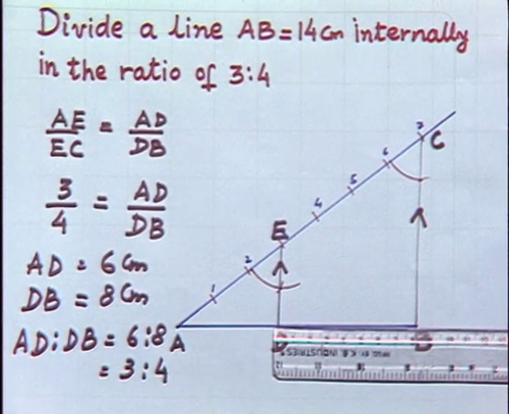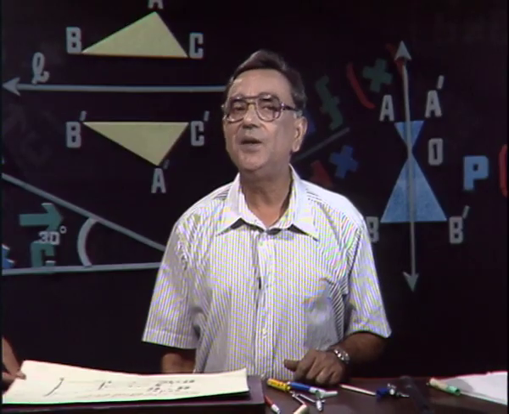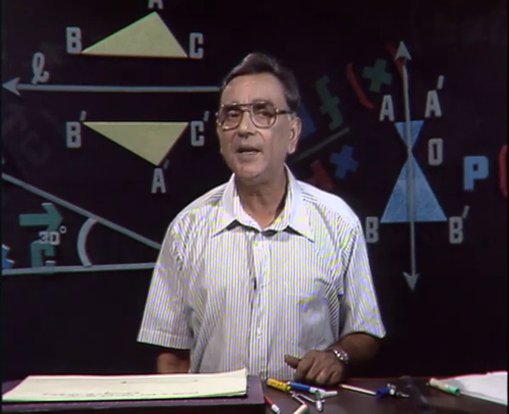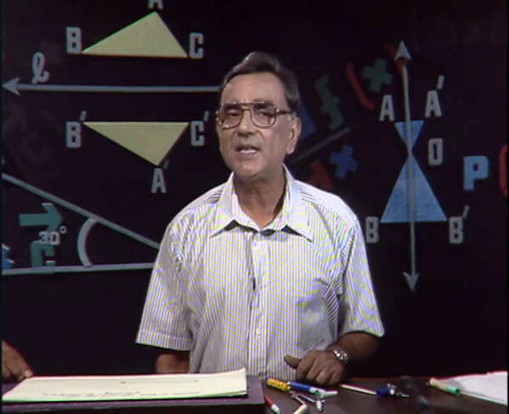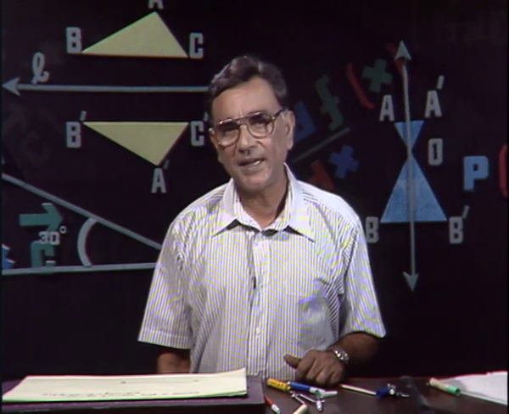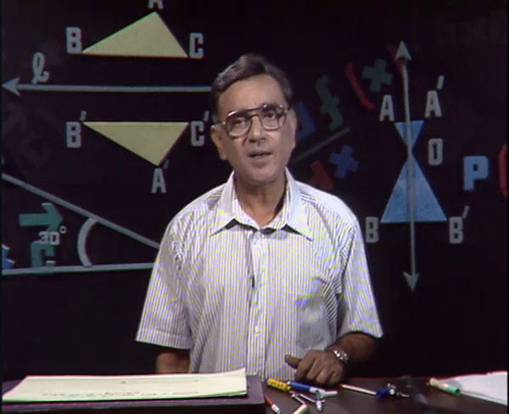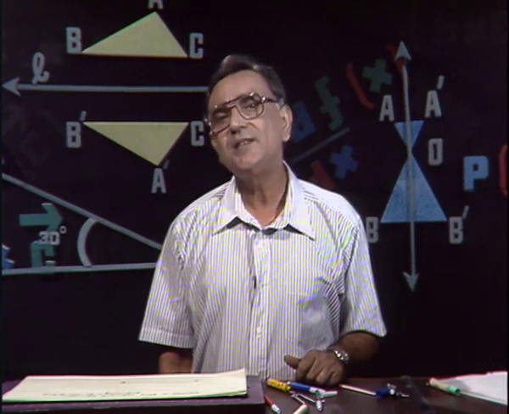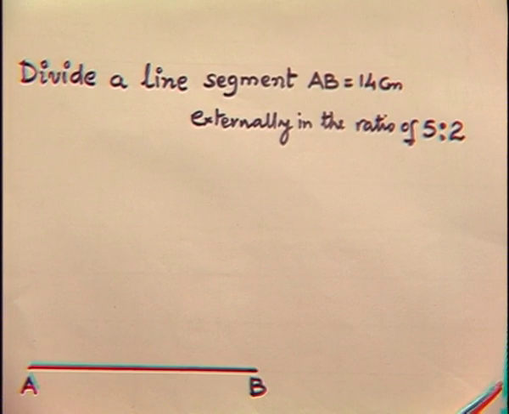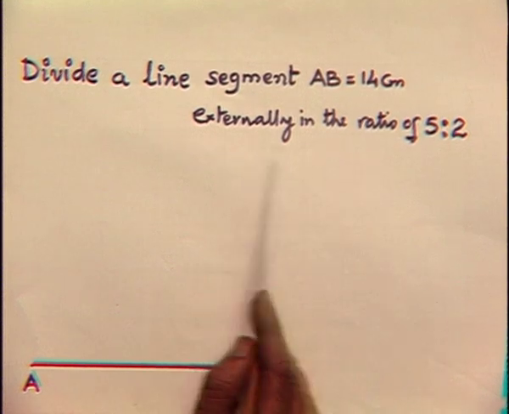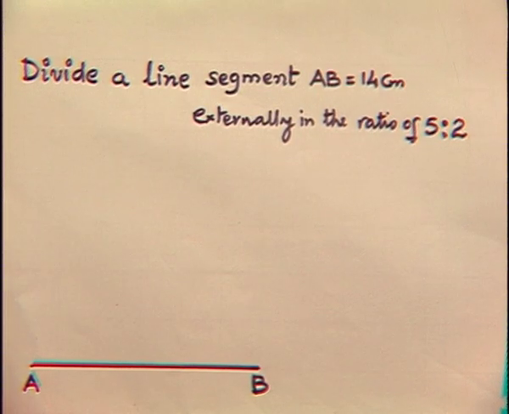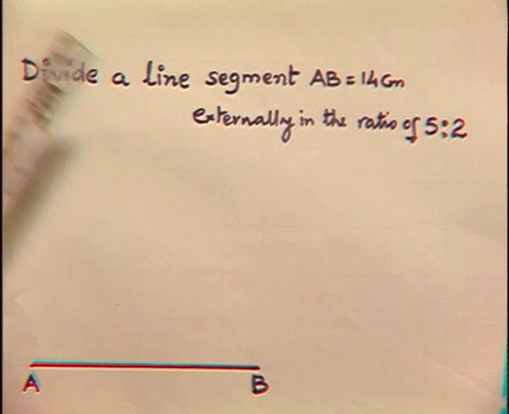So, here is the one concept where we divided the line internally in a given ratio, and the point which divides the line internally in a given ratio always lies between the endpoints of the given line. But it may not always be the case. We may have to divide the line externally in a particular given ratio. Let us see how we do that. Here, divide a line segment AB 14 centimeters long externally in the ratio of 5 is to 2. Now, the same way, first I will draw a convenient angle at A.